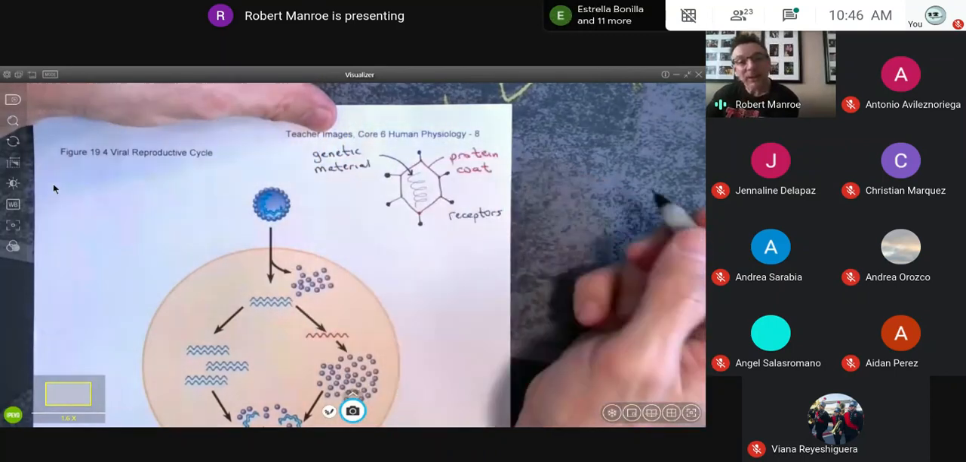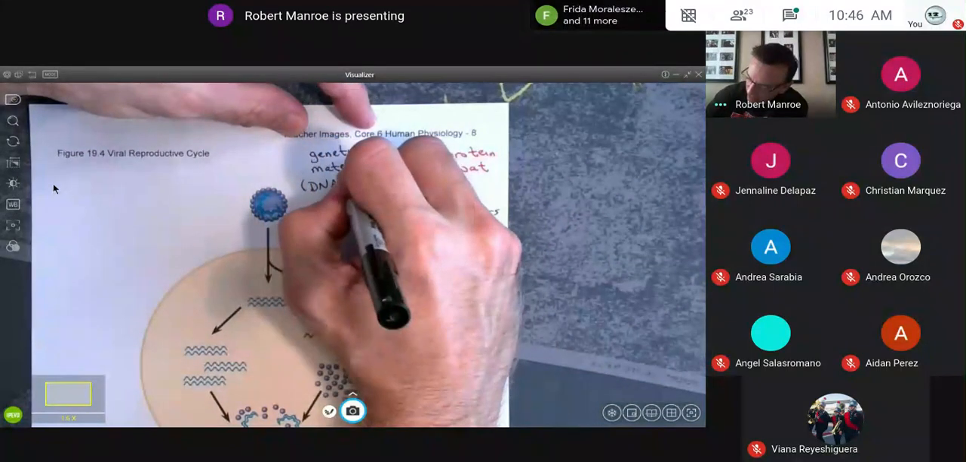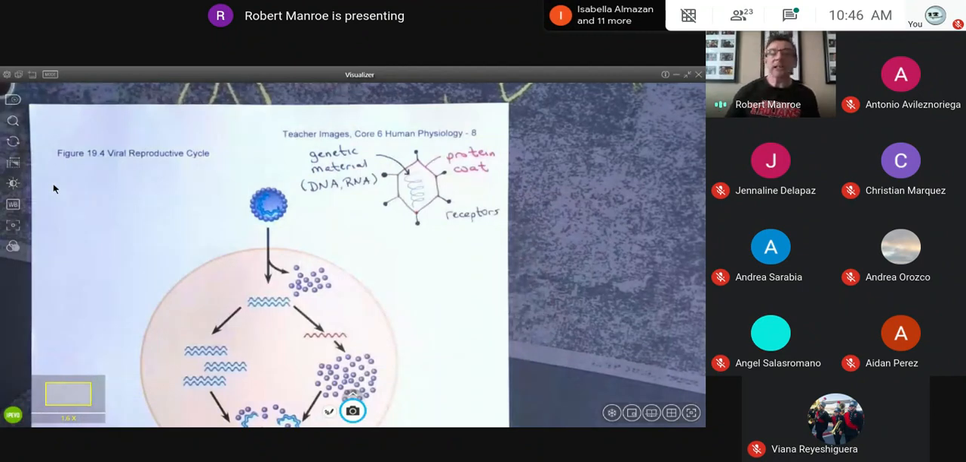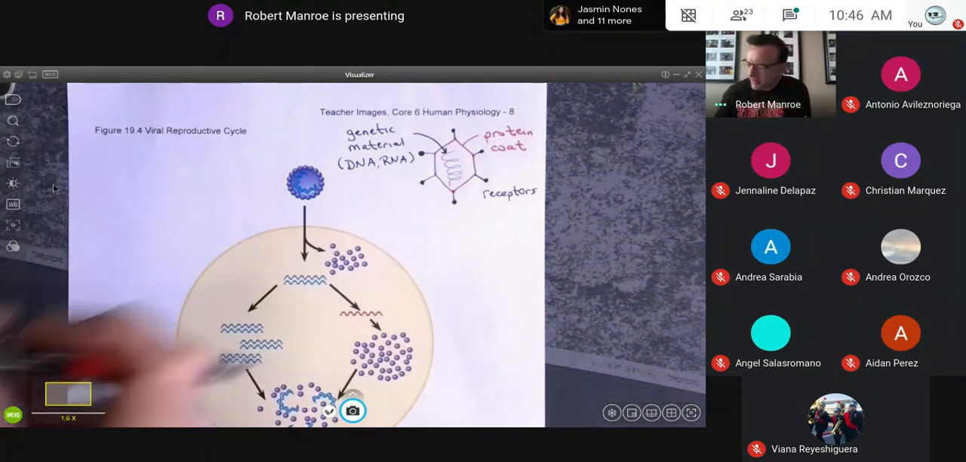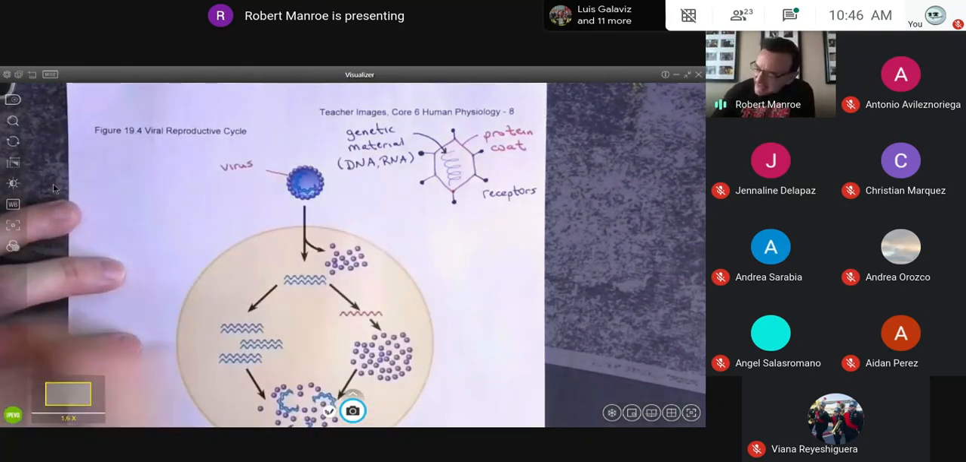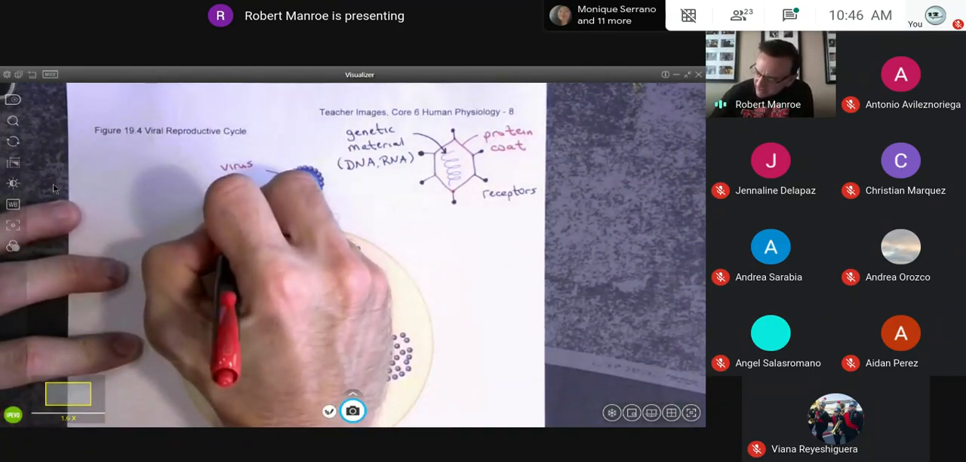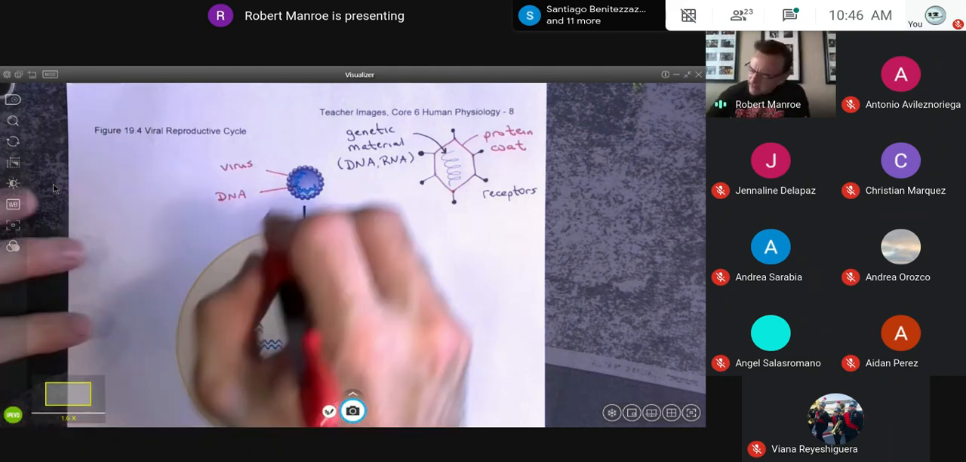Okay, so this is genetic material. Now, what's interesting about viruses is this genetic material could be DNA or it could be RNA. There are two different classes of viruses. There are DNA viruses and RNA viruses. So what you see here, this is a virus. And in this example, this is a DNA virus. We will talk about RNA viruses in 19.8.